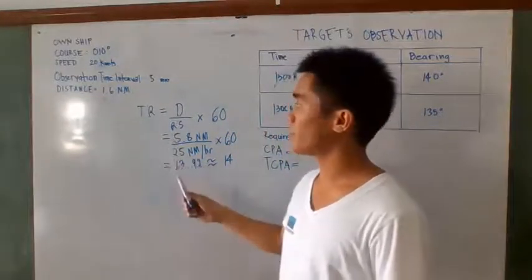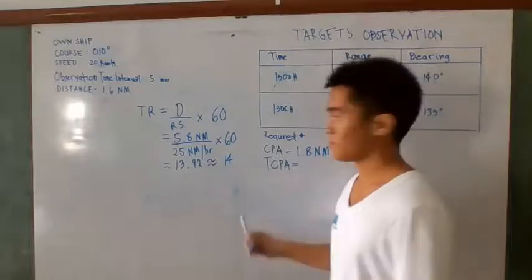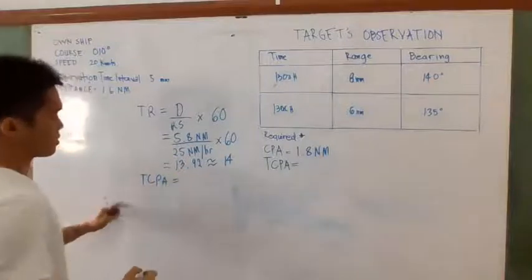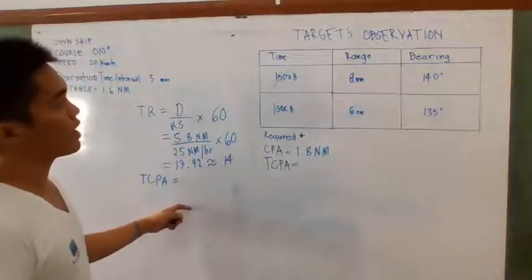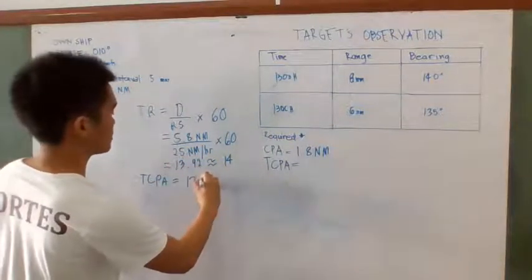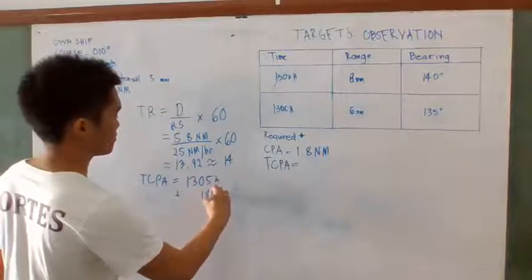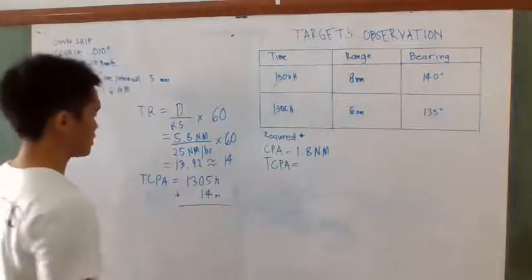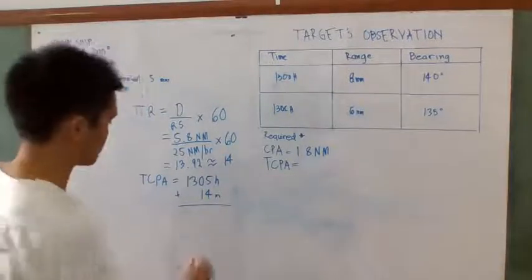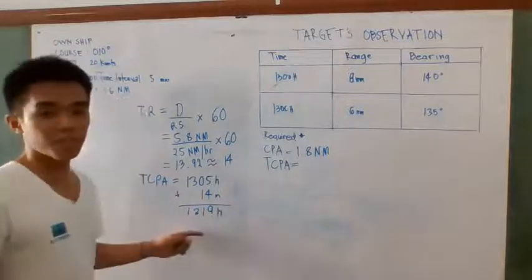So with the time required, we could now solve for our time of closest point of approach. First, we must add the time of our last observation, which is 1305 hours, to 14 minutes. We will now be able to get our time of closest point of approach, which is equal to 1319 hours.